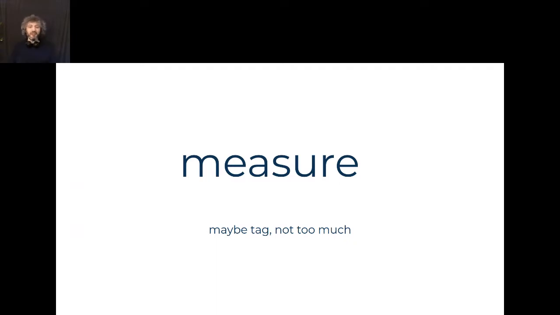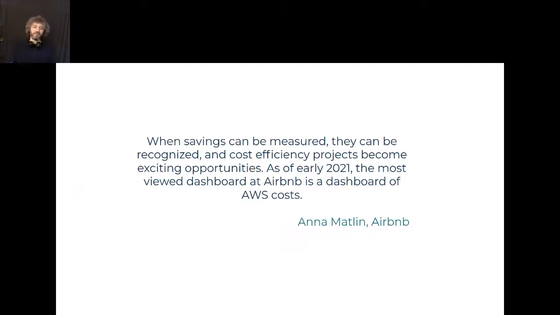Why am I saying that? Because you might think it's easy to estimate, but that usually is not. This is a comment from Airbnb, from a quite recent post. There's a link at the end of the presentation where they say that, as of early 2021, the most viewed dashboard at Airbnb, a heavy AWS customer, is the dashboard of the AWS cost. So monitoring is the key.